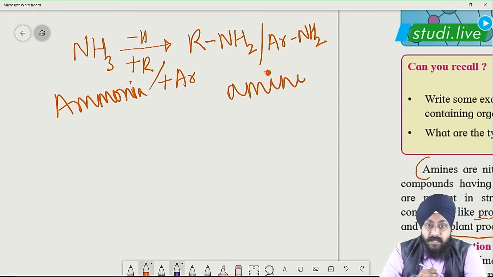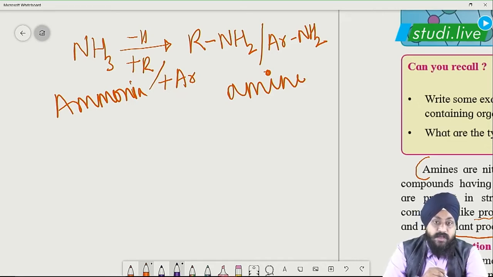Now students, if you replace one hydrogen atom of ammonia by one alkyl or aryl group, you will get a primary amine. If you replace two hydrogen atoms by two alkyl or aryl groups, you will get a secondary amine. And if you replace all three hydrogen atoms of ammonia by alkyl or aryl groups, you will get a tertiary amine.